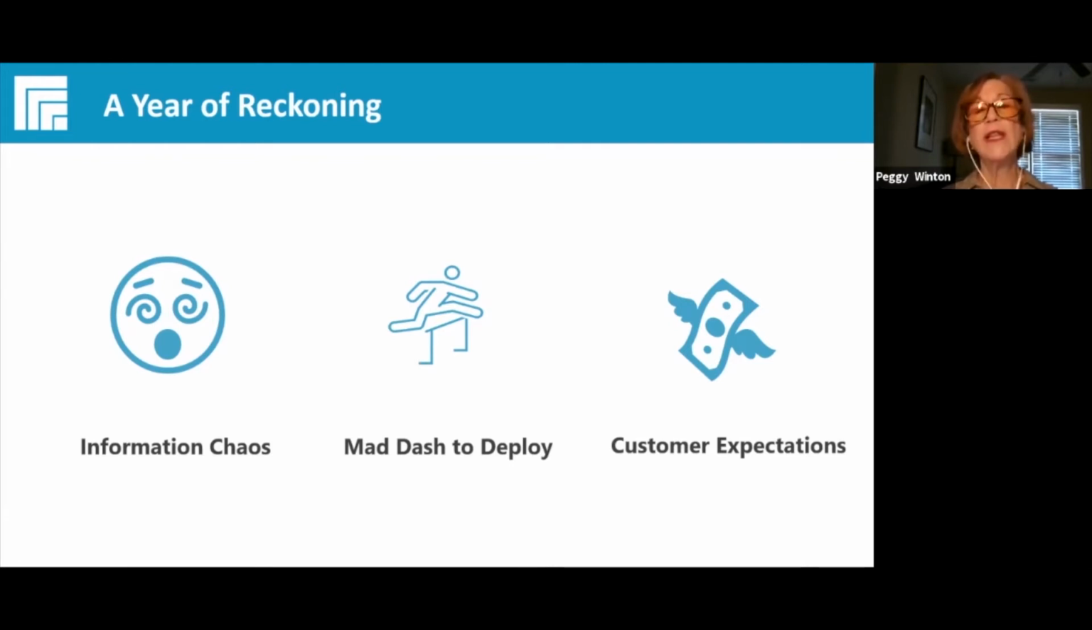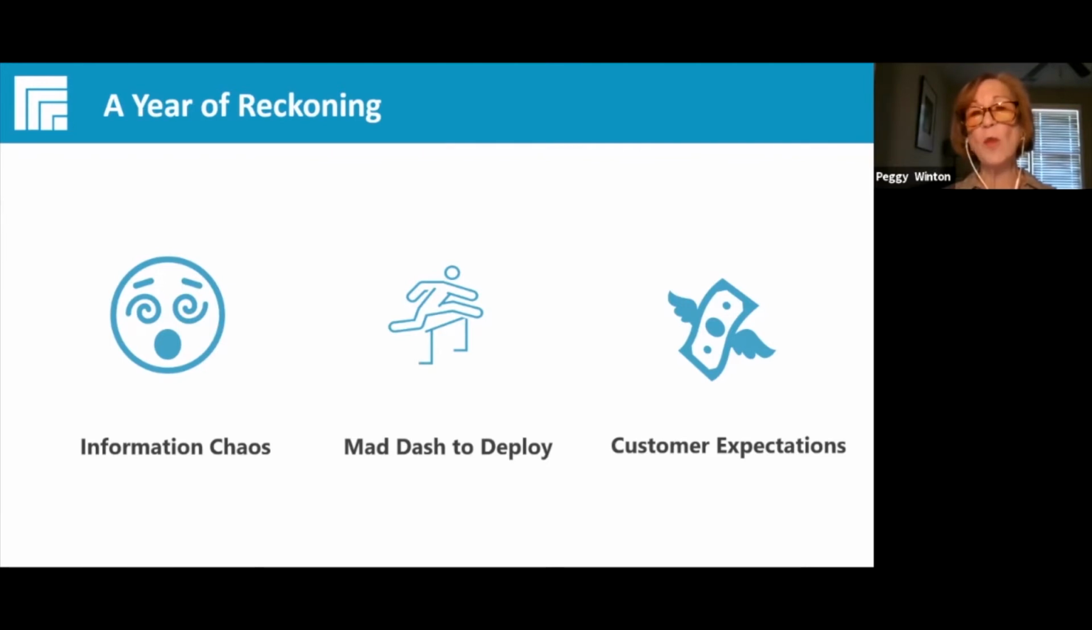The pendulum that swung so wildly in the direction of remote working last year, we had no choice, really forced organizations into almost a mad dash, a scramble to deploy collaborative tools. That opened up opportunities that had never been there before, but also exposed a little bit of slapdash policies and practices when it comes to governance and just the enablement of information.